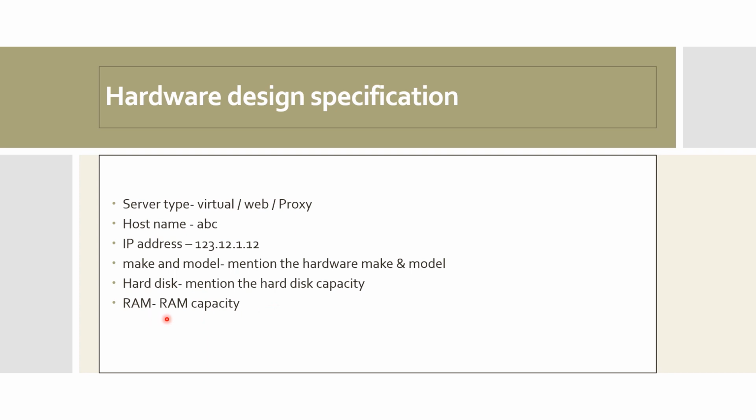Next is RAM, that is random access memory. Here we need to define the RAM capacity, such as minimum 32 GB or above, which is as per the requirement. Next is processor name. So here we need to mention the processor name, such as Intel Core processor, Intel Xeon processor, Pentium or Celeron processor. So in such a way we need to define the hardware design specification.